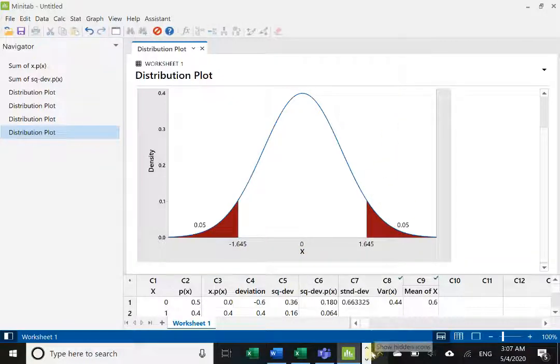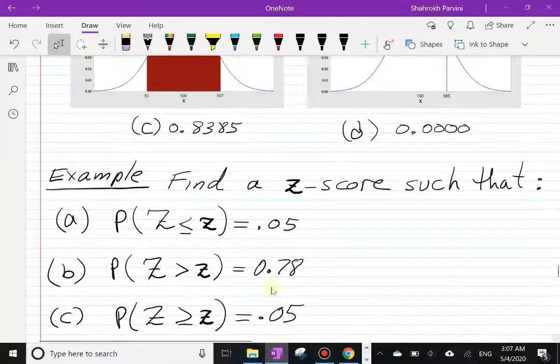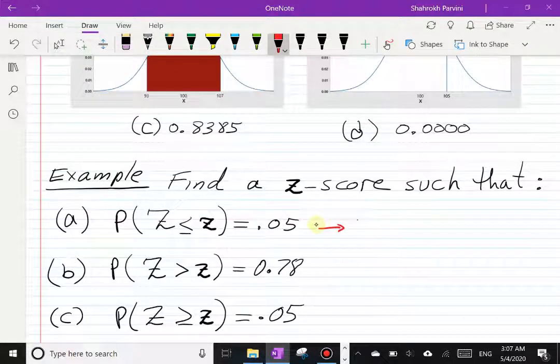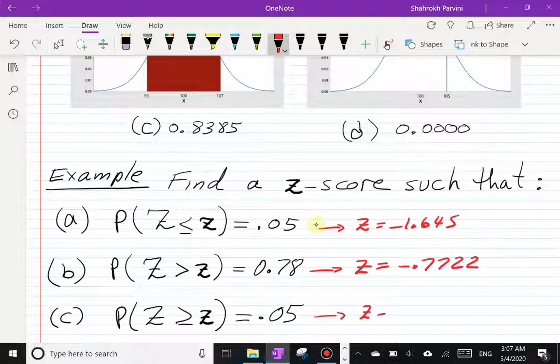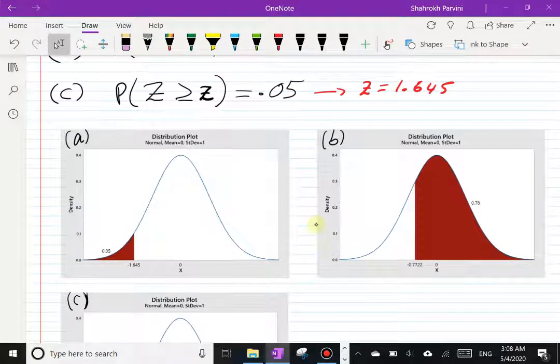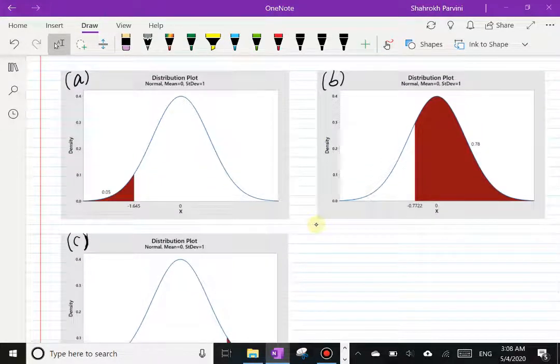Okay, and we're done with that work, so we can actually put the answers back on here now for this one, right? So the answer to the first part was negative 1.645. Here, z is negative 1.645. This one, we got the z-score to be negative 0.7722. And for this one, the z was, by symmetry, 1.645. And there you have it. Exactly what we did. I just ran it earlier.